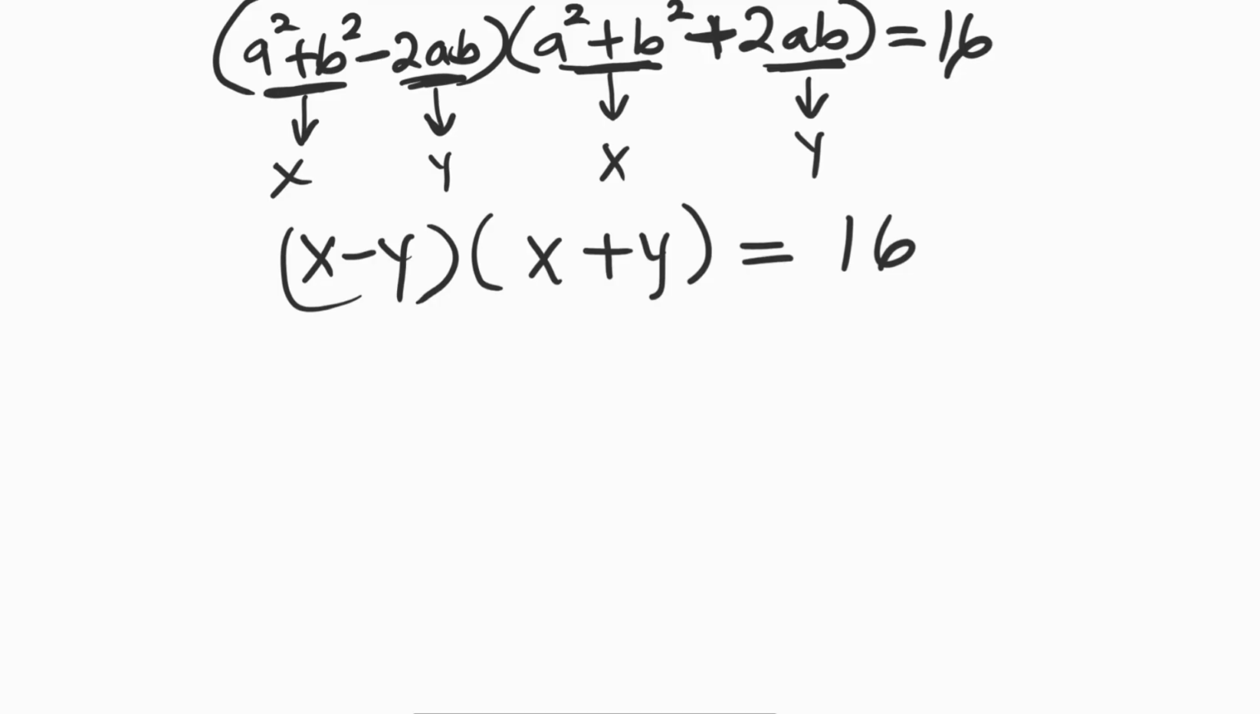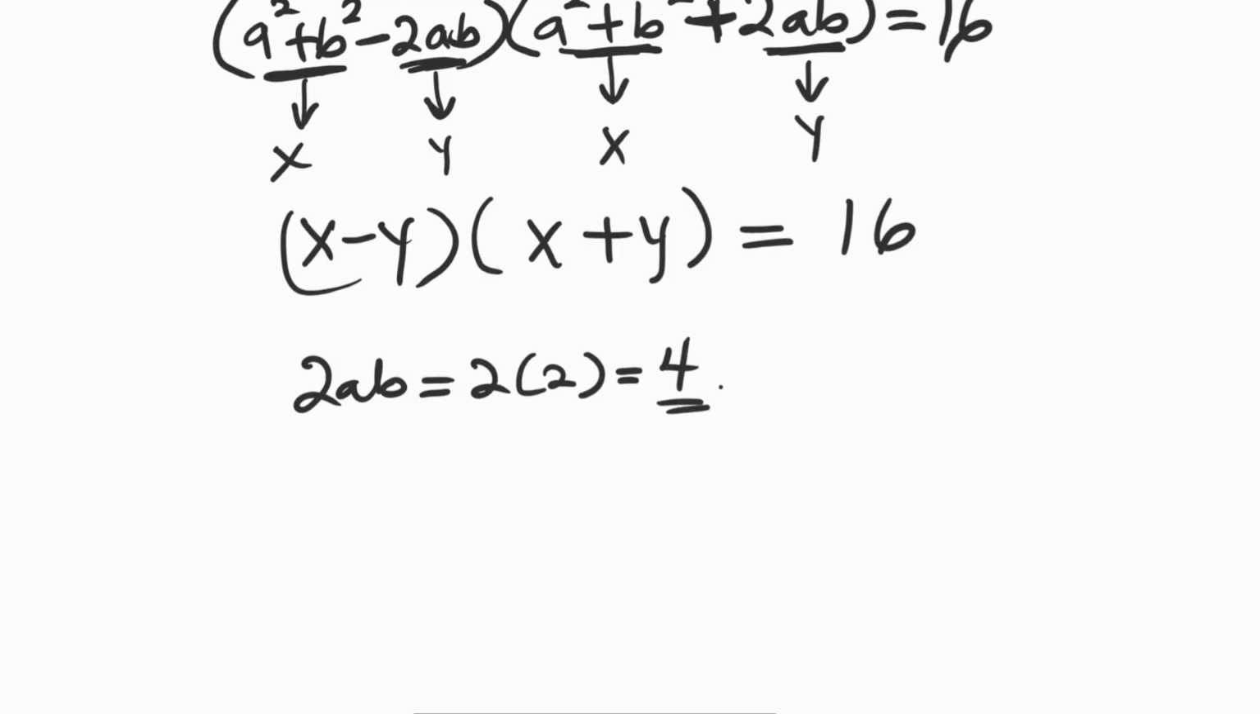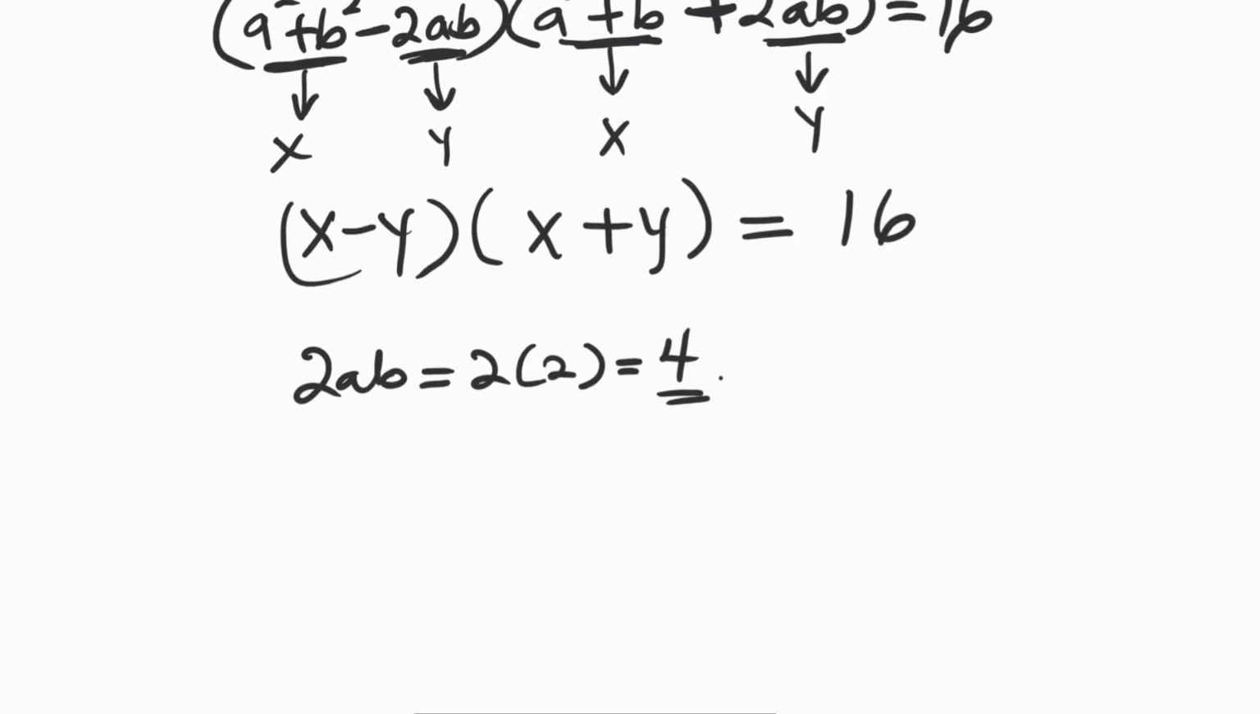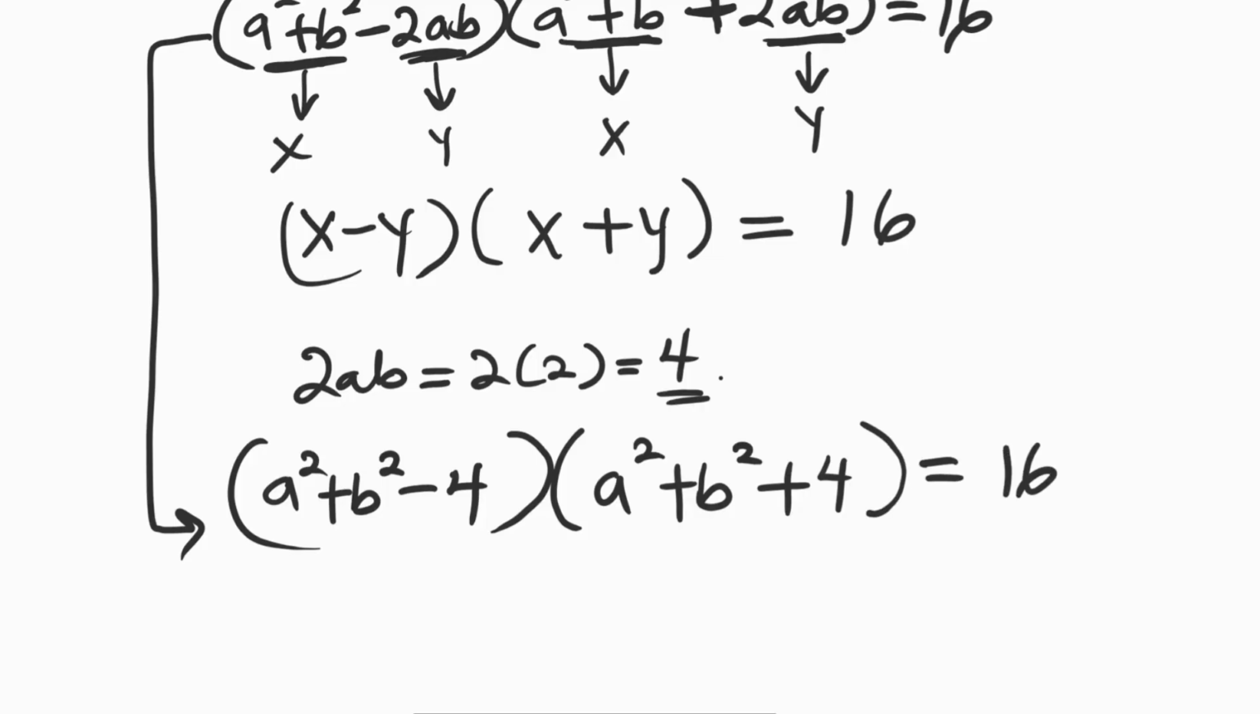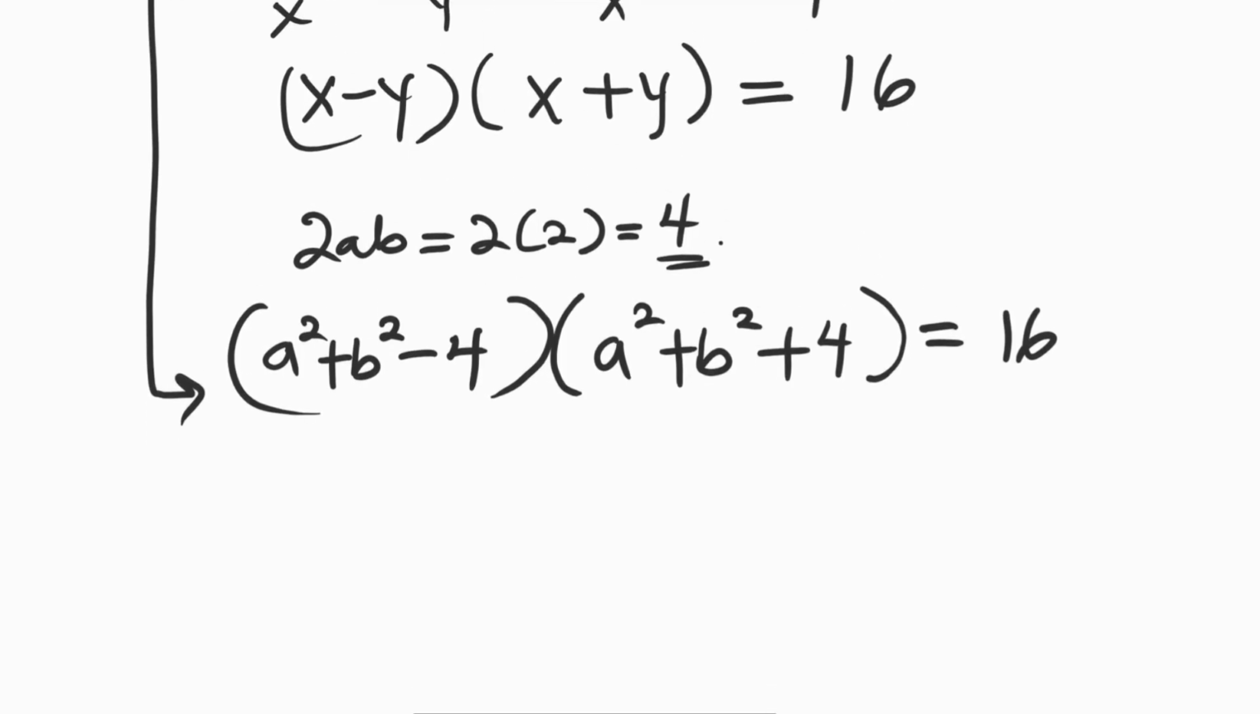Now our 2ab, our ab is 2, so that's 4. And now what we have is a squared plus b squared minus 4, and then we have a squared plus b squared plus 4 equals 16.